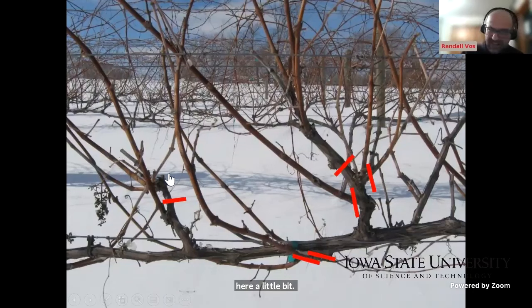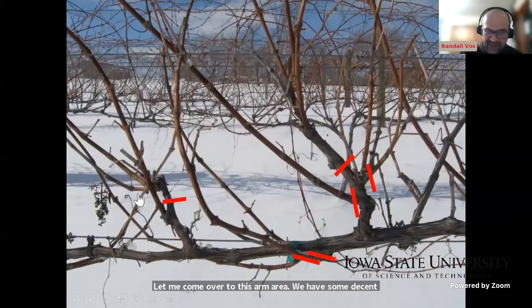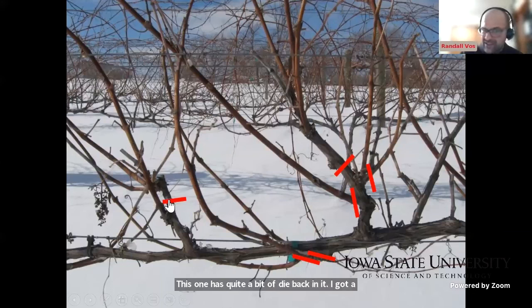Then we come over to this arm area. We have some decent canes over here. Like this one's not too bad. This one has quite a bit of dieback in it. I got a pretty nice one right here. So I'm going to shorten this arm right there.